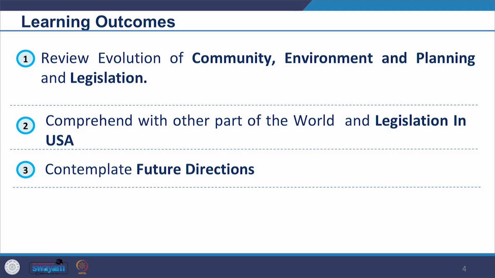to nearly 2020. Our learning outcomes would be that while you go through this legislation, you should be able to review how our understanding about the community, environment and planning was evolving, and how we addressed it through legislation. You should be able to connect it with the other parts of the world, how the legislation was evolving, as well as look at the future direction for this.